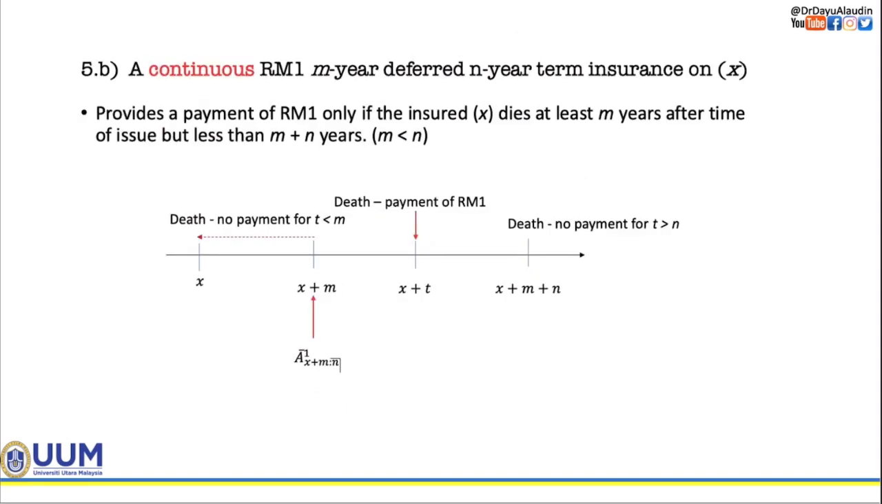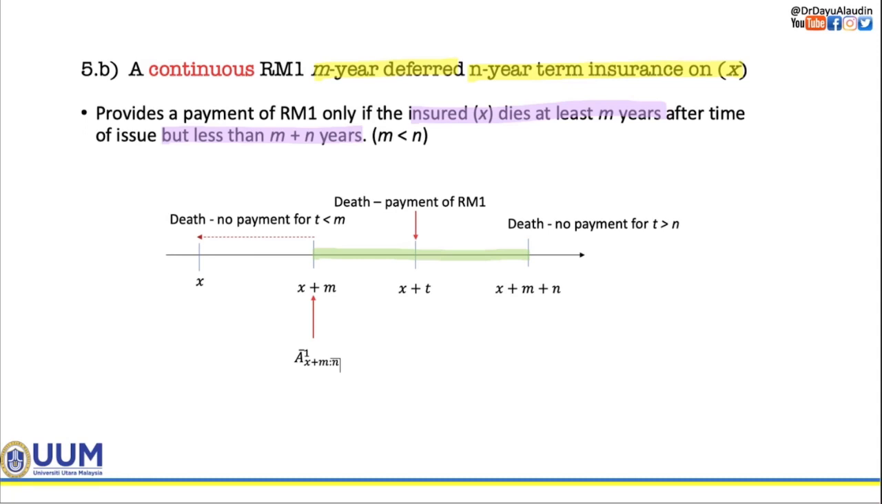The second type of deferment is a continuous RM1 M-year deferred N-year term insurance on X. Just now we looked at the whole life insurance case. So now we look at the term insurance case. It provides a payment of RM1 only if the insured X dies at least M years after time of issue but less than M plus N years. So the death must happen between M to M plus N years.